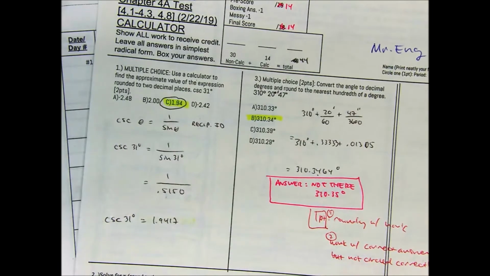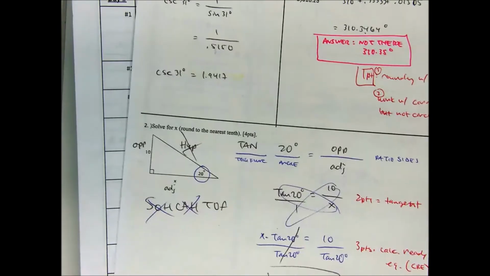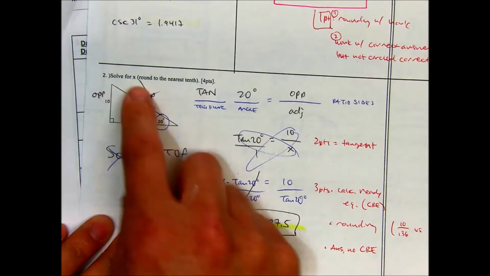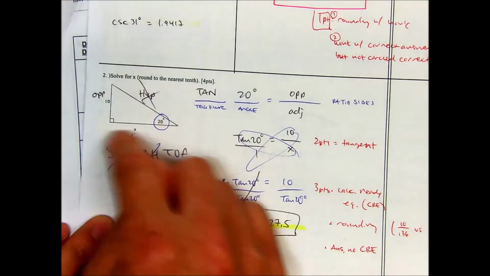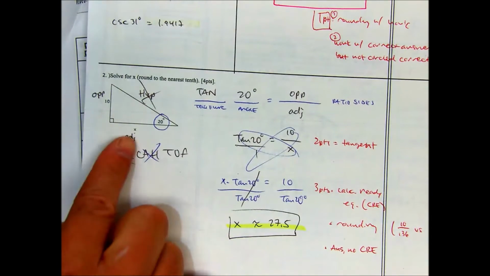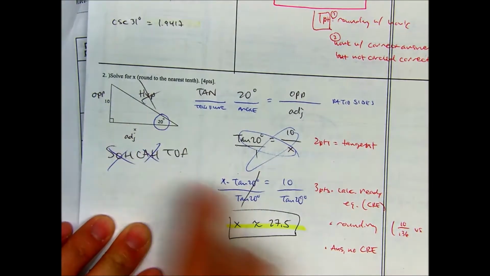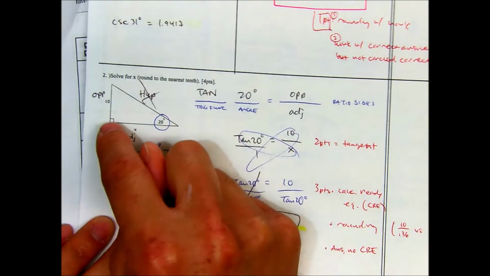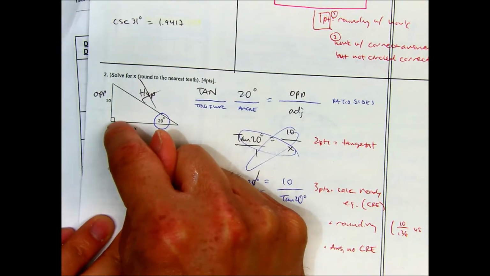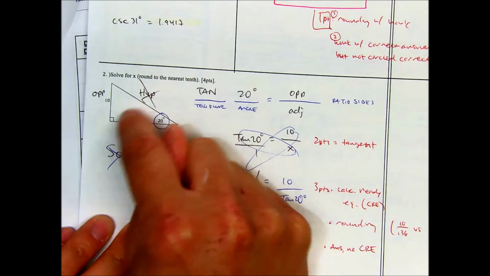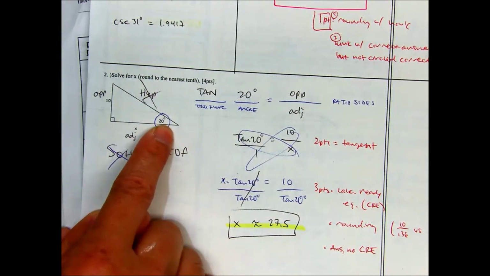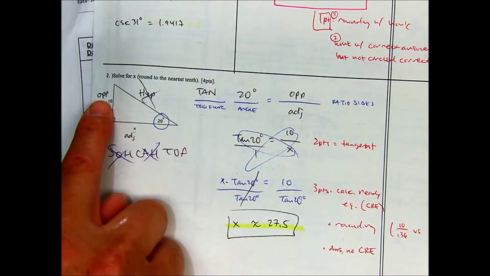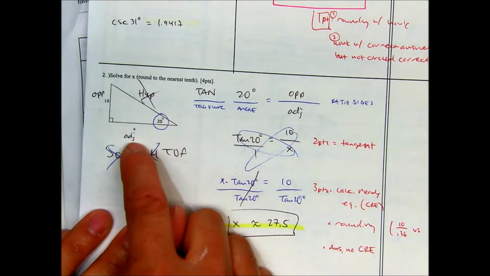Let's go down to question number 2, a free response question. Solve for x, round to the nearest tenth. I have a right triangle. I have sides 10, x, and 20 degrees. From 20 degrees, I circled it because that's my starting point. I always want to label my triangle, so across the right angle is the hypotenuse. Going across from the angle is the opposite side. And then the last one is the adjacent.